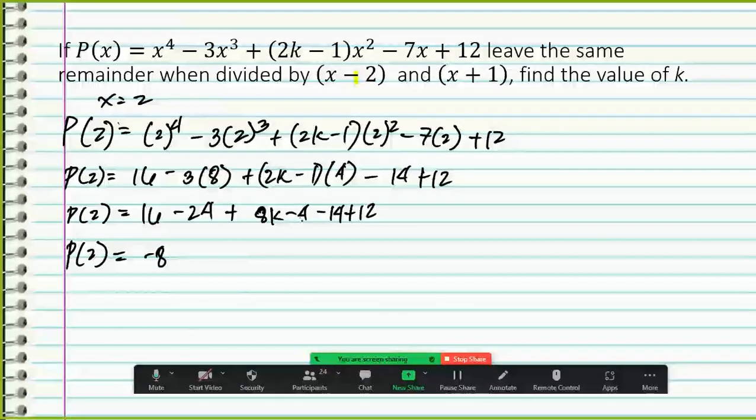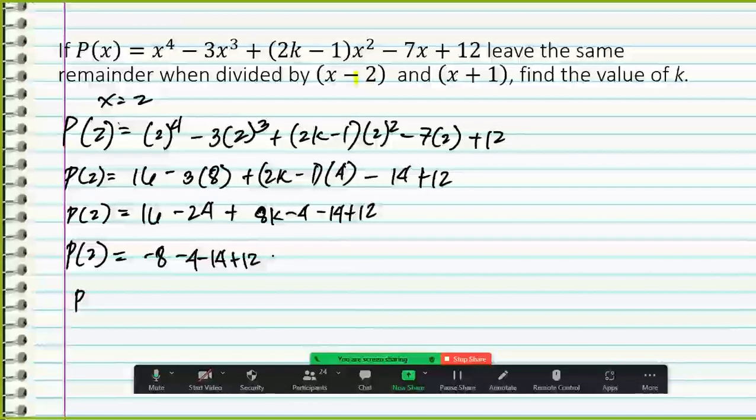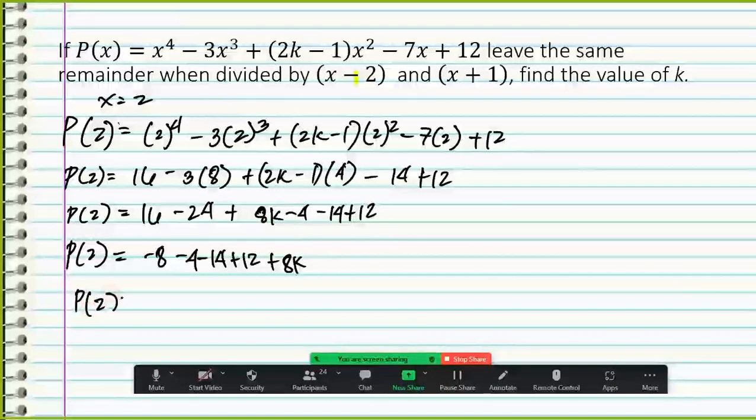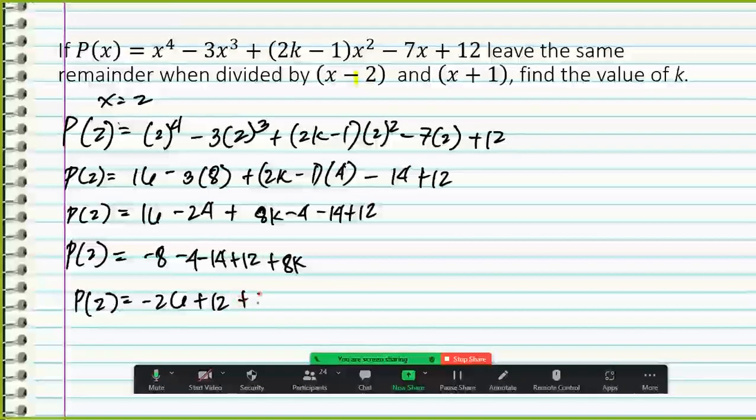Then we can operate the numbers one at a time, but you may solve it depending on the strategy that you may apply. So you can do it all at once, or not. Okay? So here we are applying the one by one method. So negative 8 minus 4, that's negative 12. Then minus 14. Okay. So this is 26. Right? Negative 12, then minus 14, that's negative 26 plus 12 plus 8k.